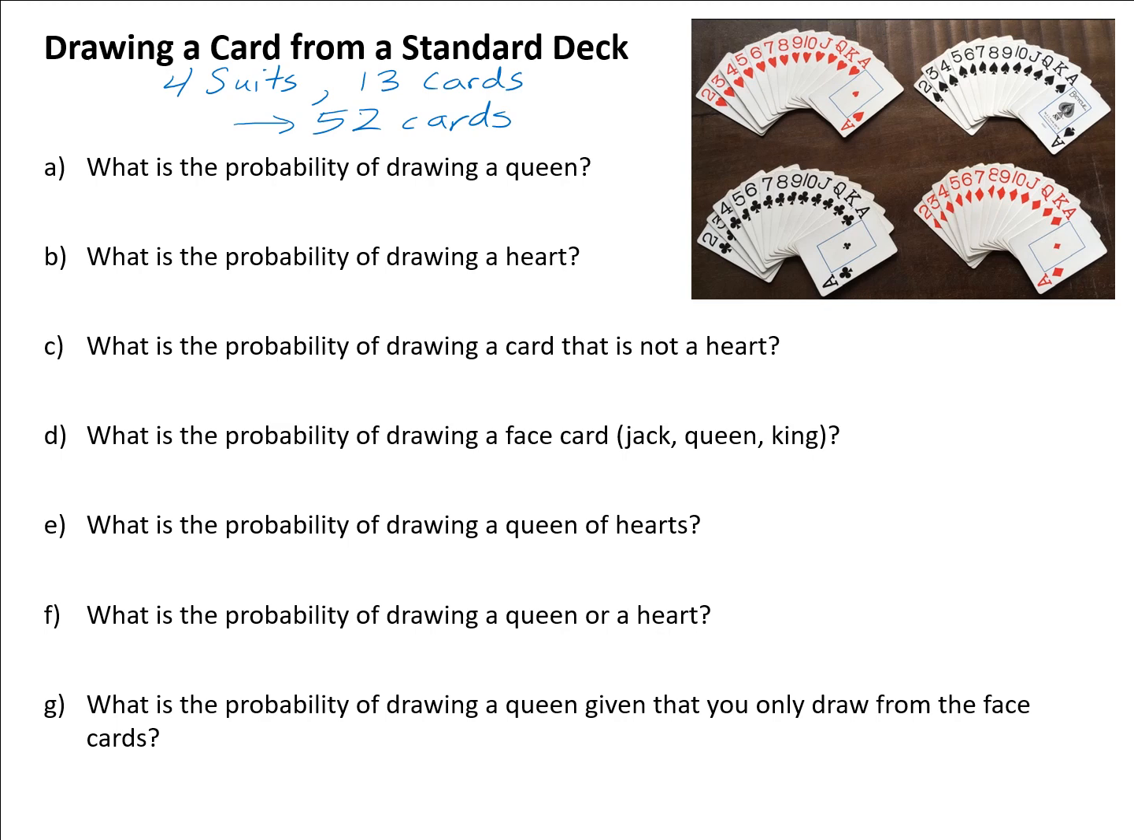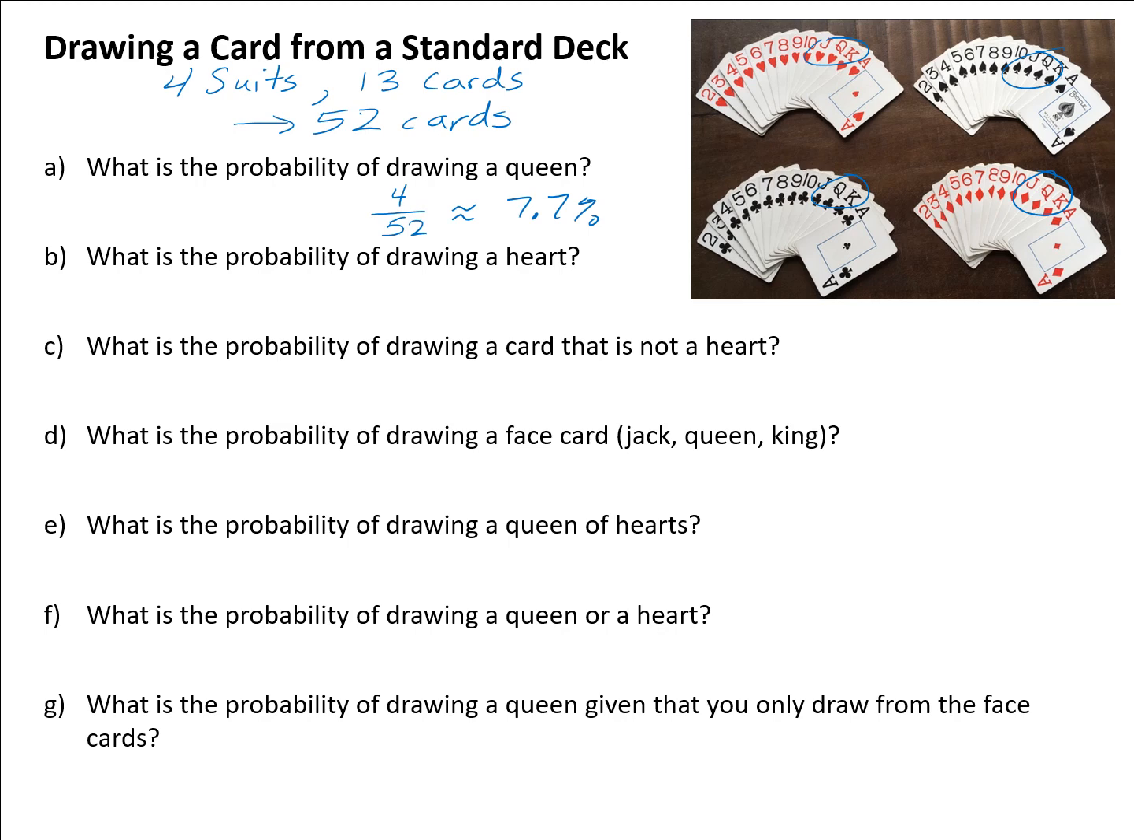All right, I think I gave you some time to pause and then unpause. Let's go through these. What is the probability of drawing a queen? Well, if we look carefully here, there's a queen in every suit. 1, 2, 3, 4. There are 4 queens out of 52 cards. So the probability of drawing a queen can be calculated as 4 divided by 52, which is the same thing as 7.7%.